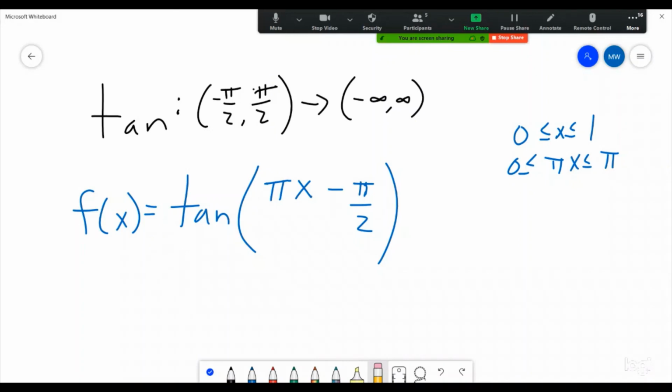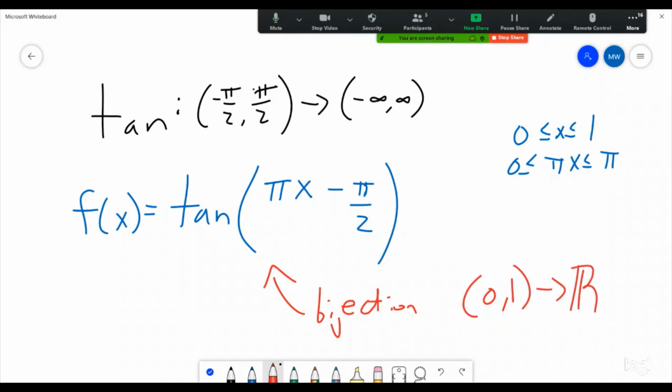So could you explain this one again with the tangent? Yeah, so this is a bijection from the interval 0, 1 to the real numbers. The way that we constructed it was using the fact that we knew that tangent went from negative pi halves to pi halves to the real numbers, and so we had to modify the inside of tangent to make it work on the interval 0 to 1.